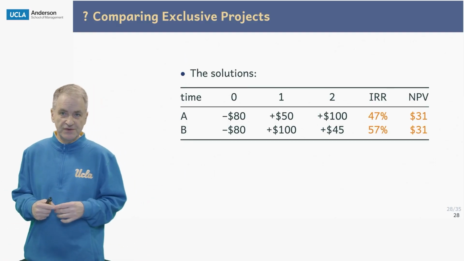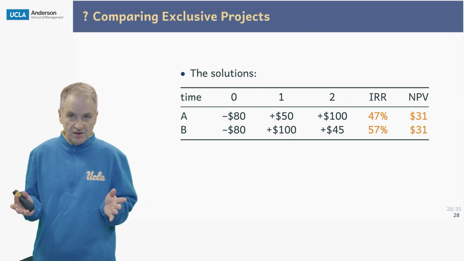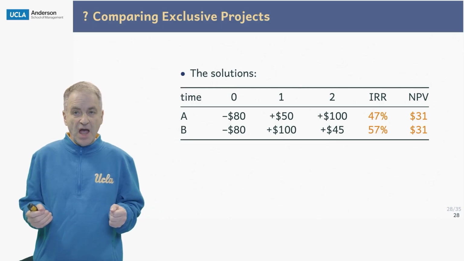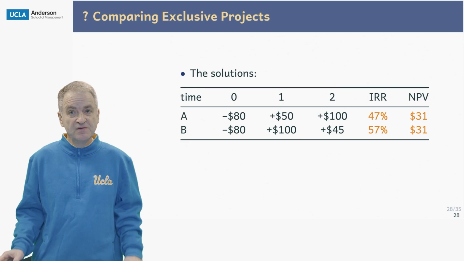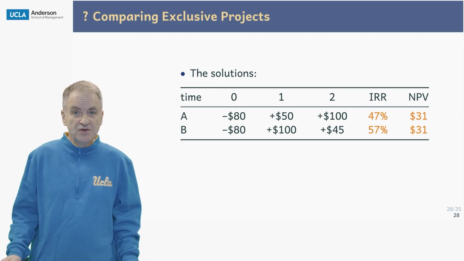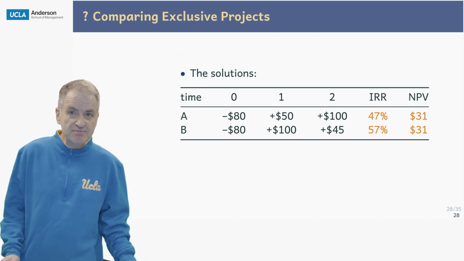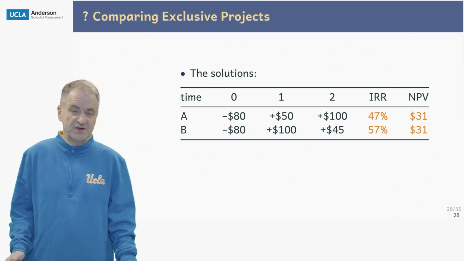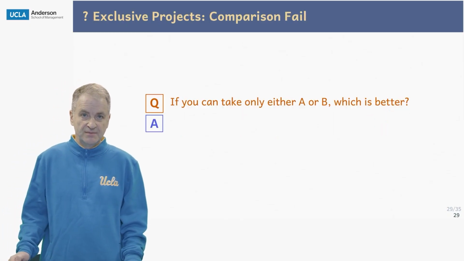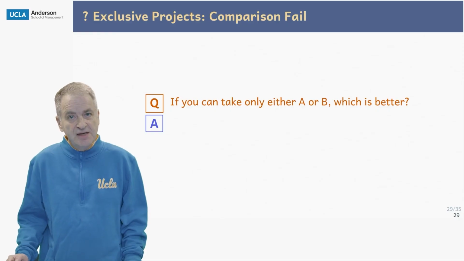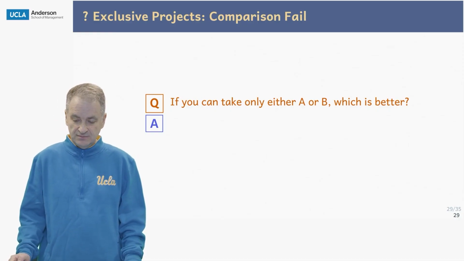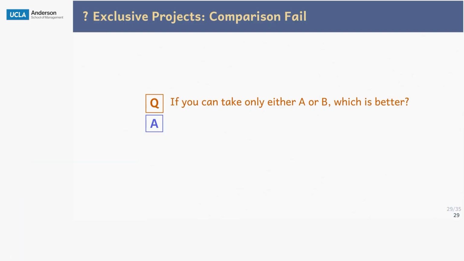Here are the solutions. So the internal rate of return are 47% and 57%. However, the net present value is the same. So even though project B has much higher internal rate of return, it doesn't have higher net present value. If you can take only either A or B, which is better? Please pause this video now, answer the question on a piece of paper, and then continue.